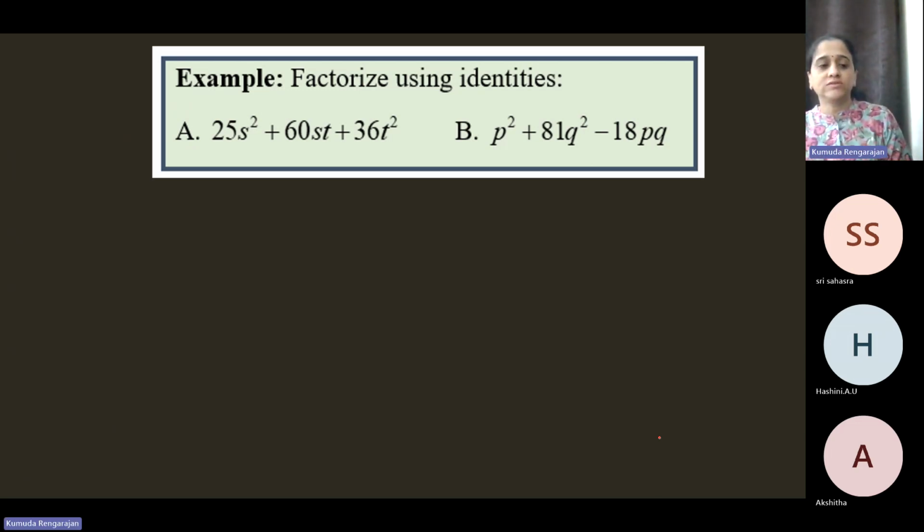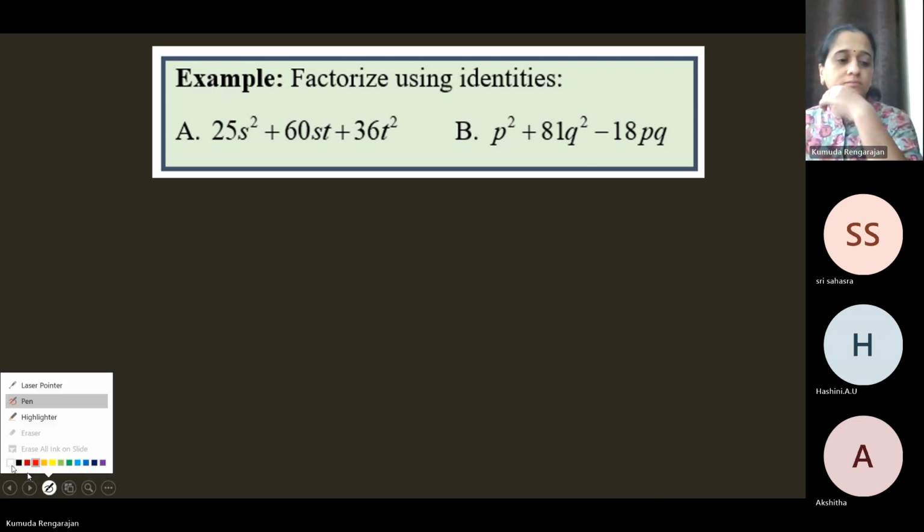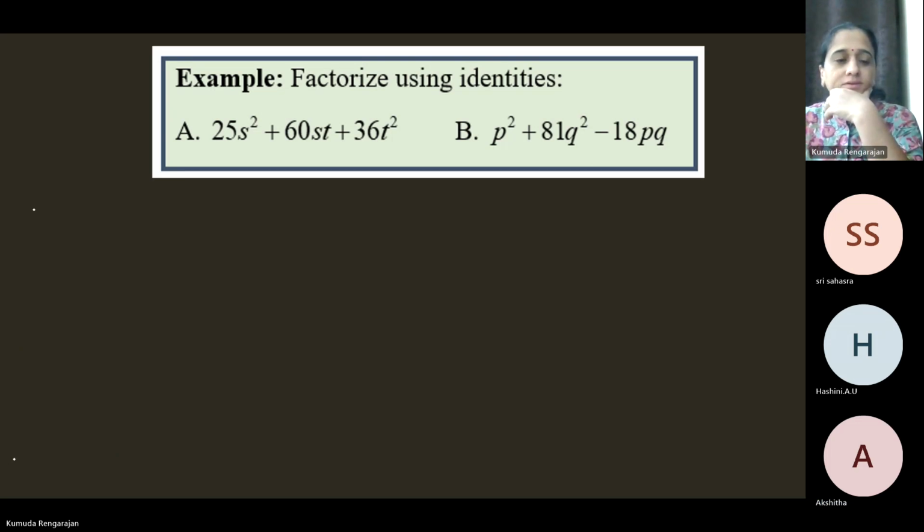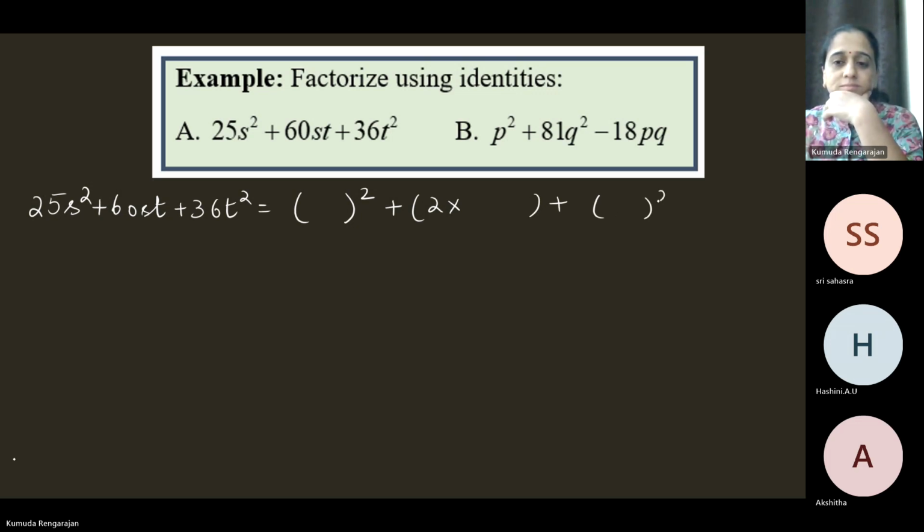Yeah, Akshita, what's the answer for the first one? Ma'am? Yeah, I want the answer for the first one. 5s plus 60 whole square, ma'am. Very good. Yeah, fill in the spaces here. Fill in the spaces, Akshita. 5s. Okay.